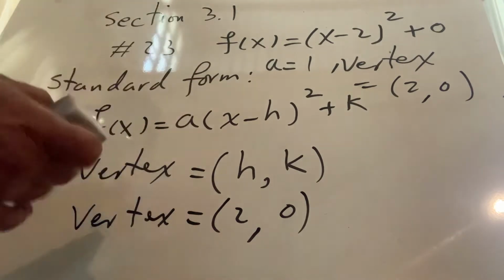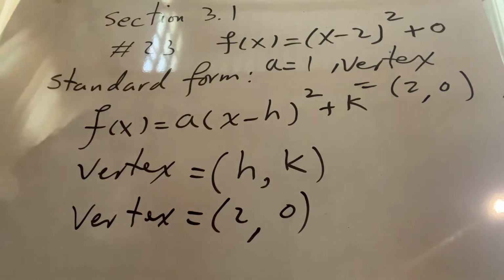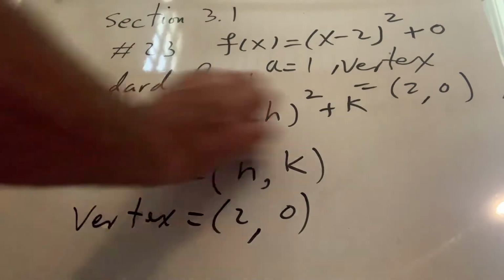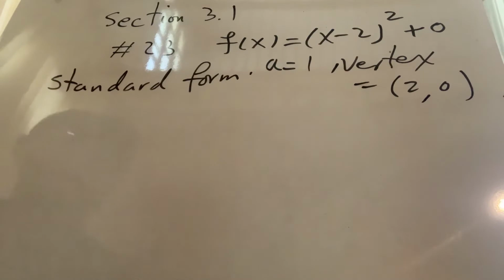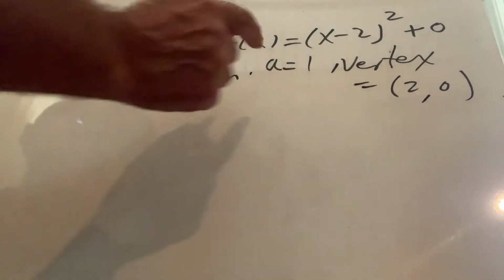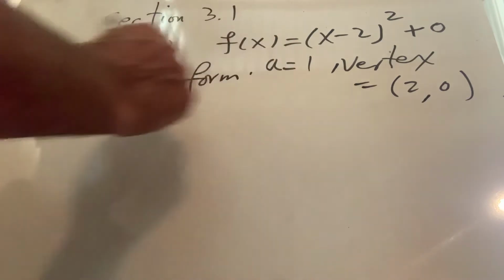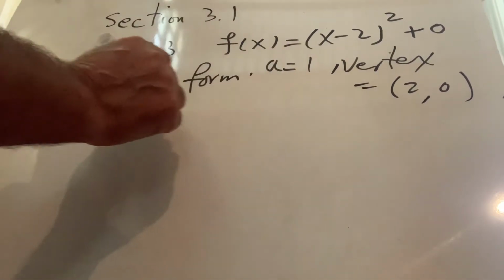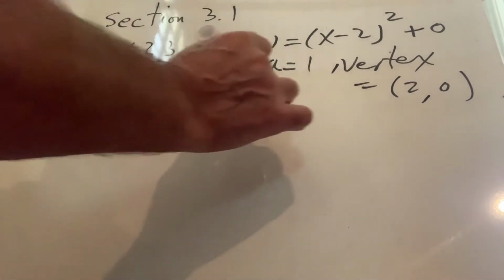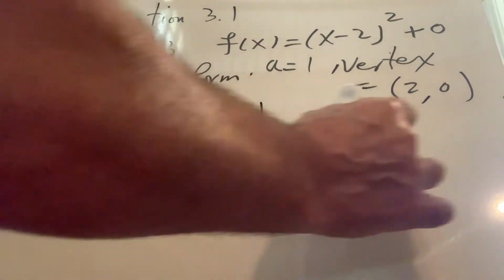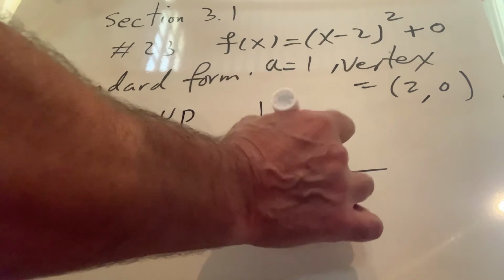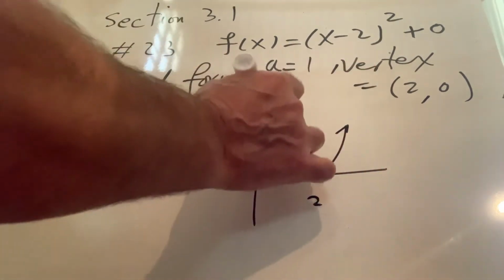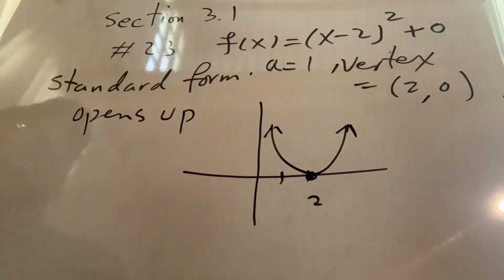So make sure you review the standard form for quadratic functions, because there is another form called general form. But right now, this is almost a standard form. So now it's going to open up because the a is positive. I suggest you graph it right now because the graph can help you with the rest of the information. So your vertex is 2, 0, and it opens up. So there is your parabola representing the graph of this function.